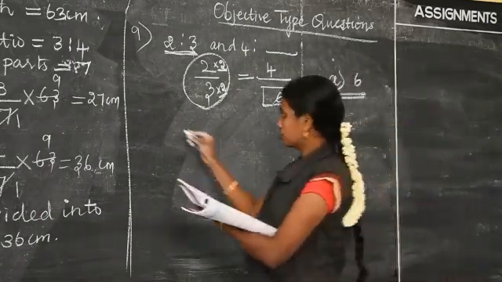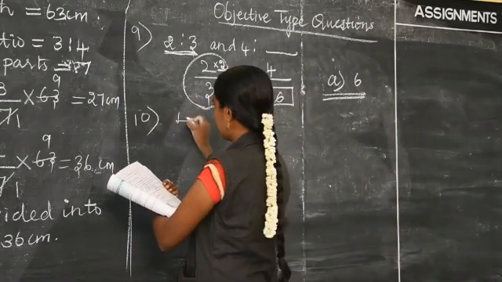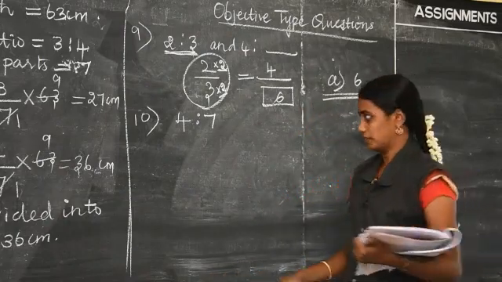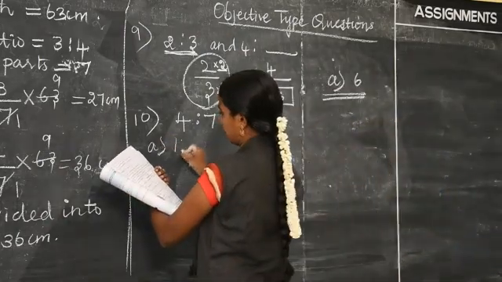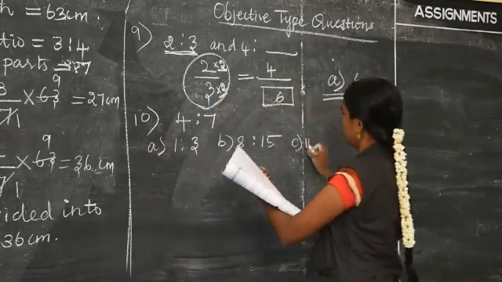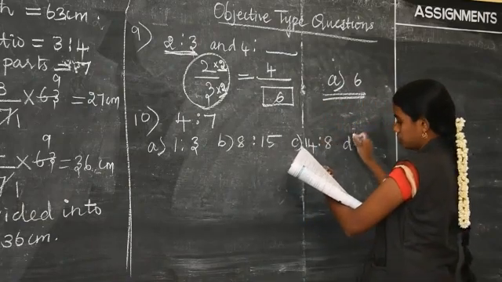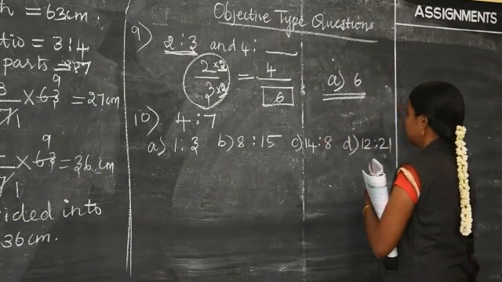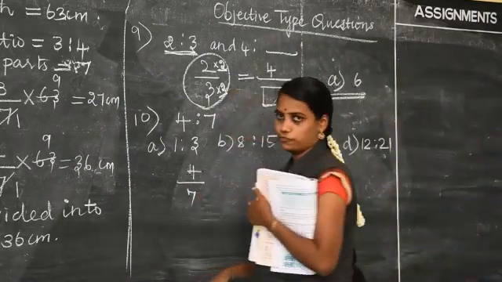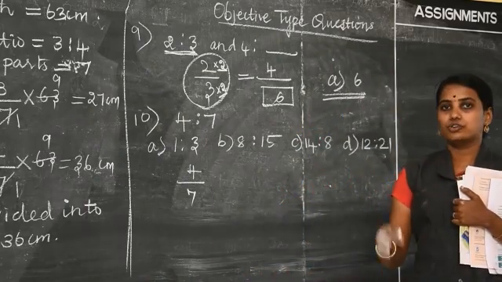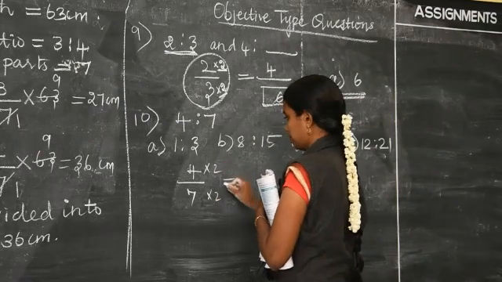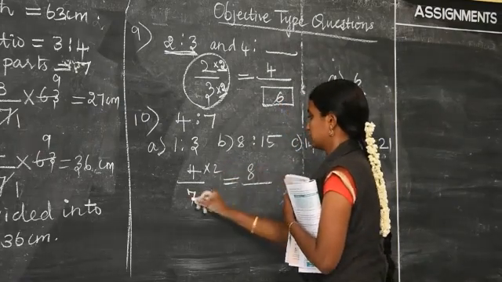Next, question number 10. Equivalent ratio of 4:7. Options are given: A 1:3, B 8:15, C 14:8, option D 12:21. Listen. 4:7, write in the fractional form. Equivalent ratio, so multiply the numerator and denominator by any number. Now I am multiplying by 2. 4 2s are 8, 7 2s are 14.